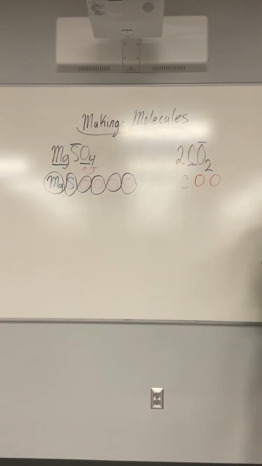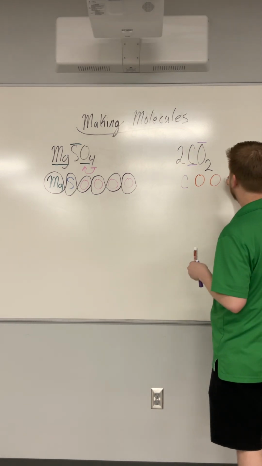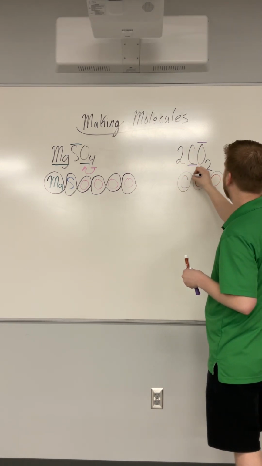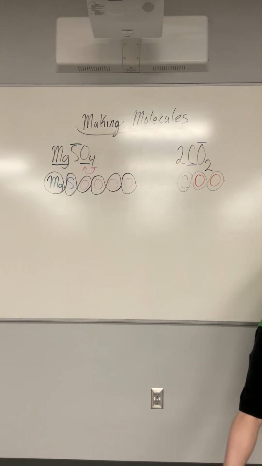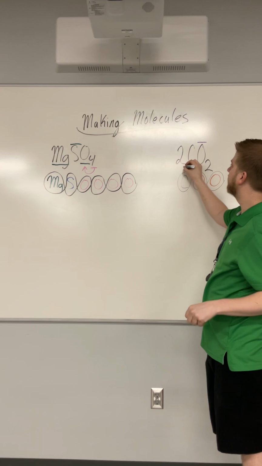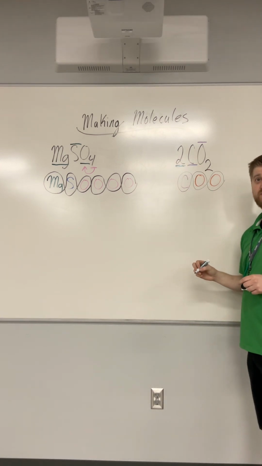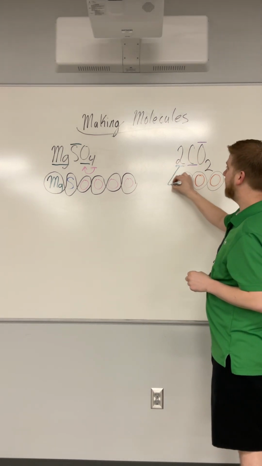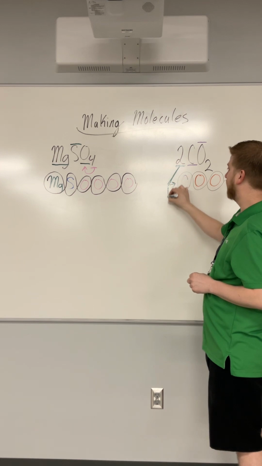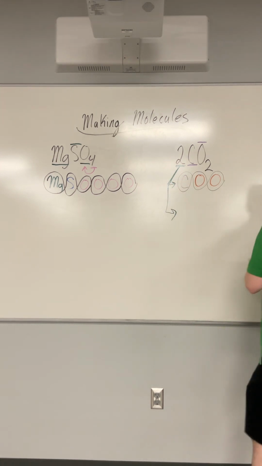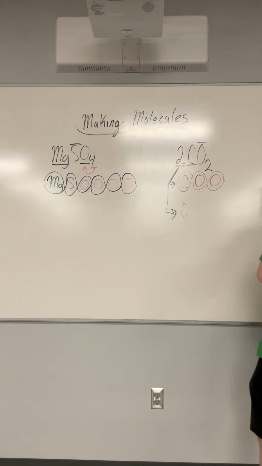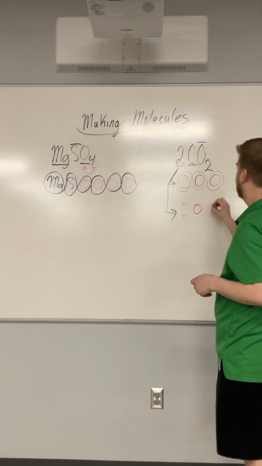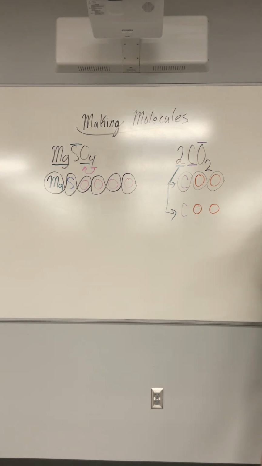And then we got to go ahead and connect them up to make that molecule. Now this 2 though, it tells us that we not only have 1 molecule of this, but we're also going to get a second molecule of this. So we need to grab a whole nother carbon, 2 more oxygen, and then we'll go ahead and link them up.